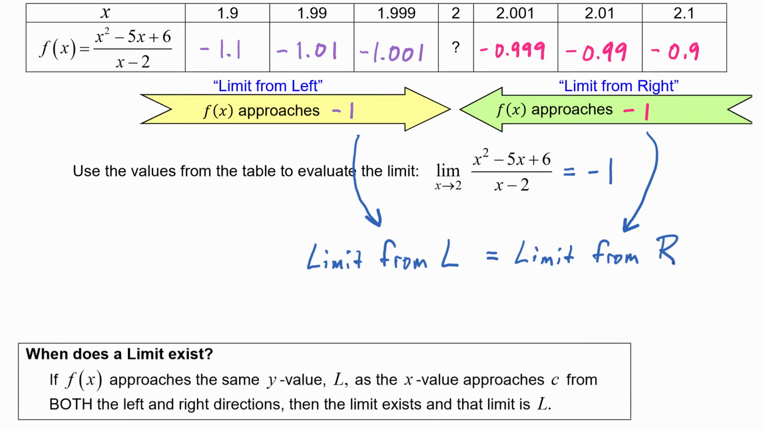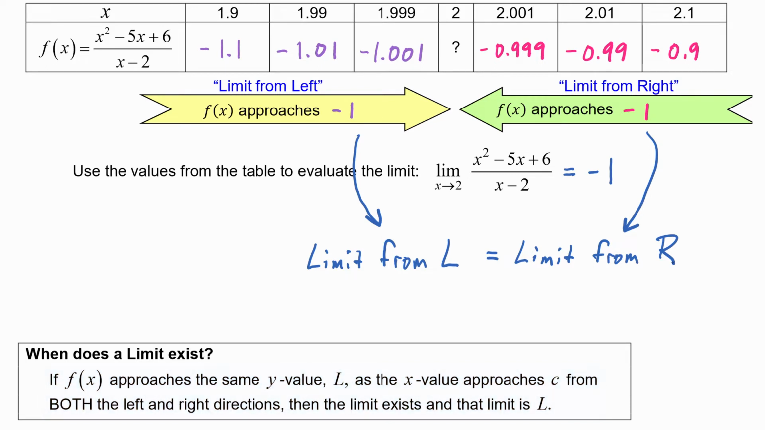So when does a limit exist? If f of x approaches the same y value, L, as the x value approaches c from both the left and right directions, then the limit exists, and that limit is L.